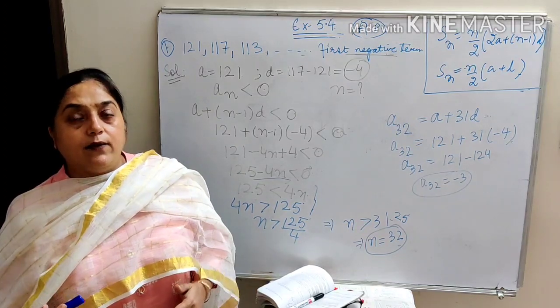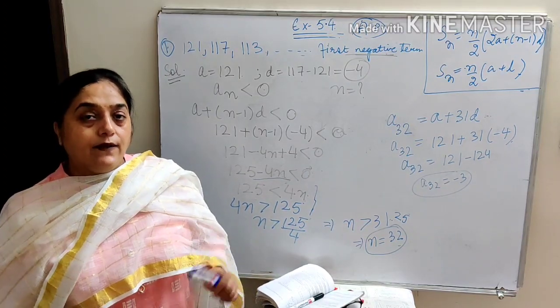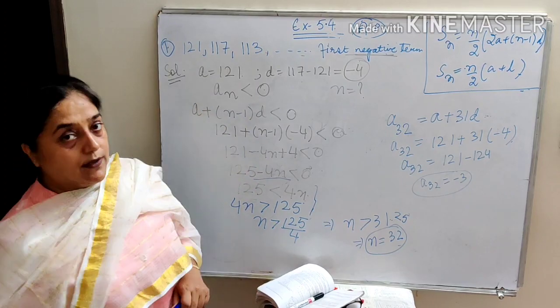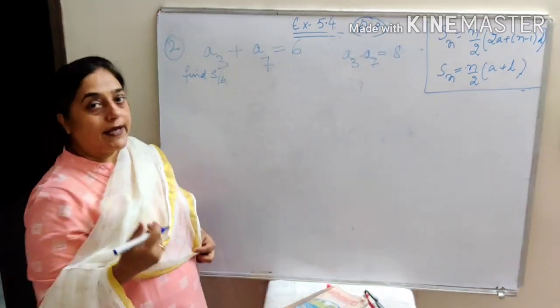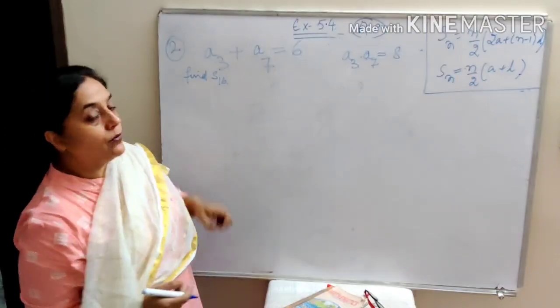So greater than 31 is 32. Got it? This was the optional first question. Now I am taking up the optional second question. So over to the next question, 5.4 question number 2, optional.